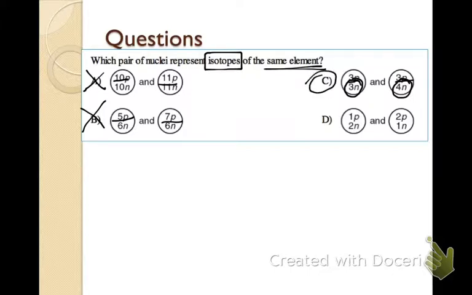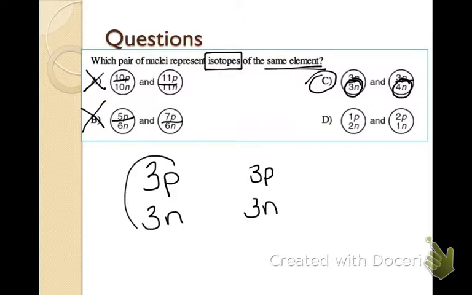Sometimes what they'll do is they'll tell you 3 protons and 3 neutrons, and another one will be 3 protons and 3 neutrons. These cannot be isotopes of one another because they don't have a different number of neutrons, so make sure you don't get tricked up by that.